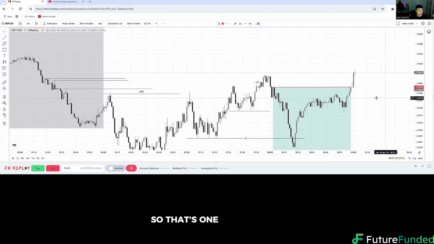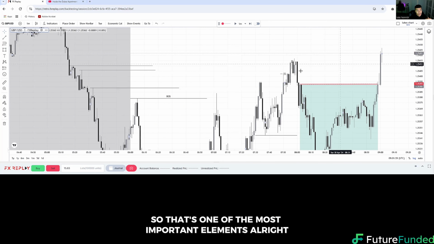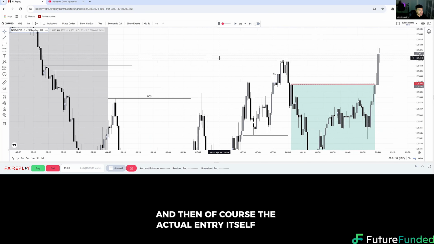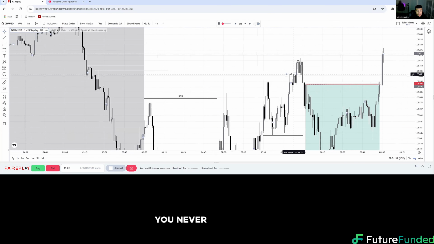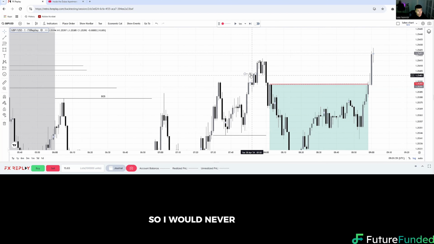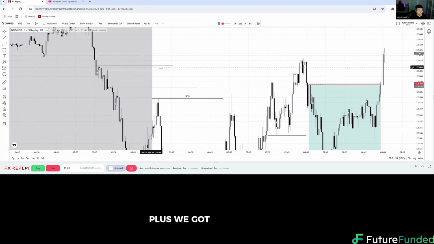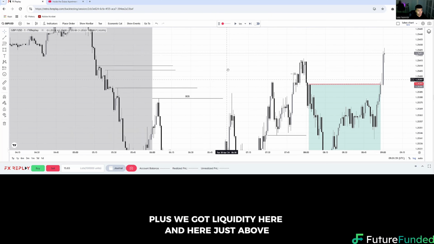Okay, so that's one of the most important elements. And then of course the actual entry itself, the entry is crucial. We don't want to enter too early. You never want to enter at equal high or equal low, so I would never look for entries here. Plus we've got liquidity here and here just above.